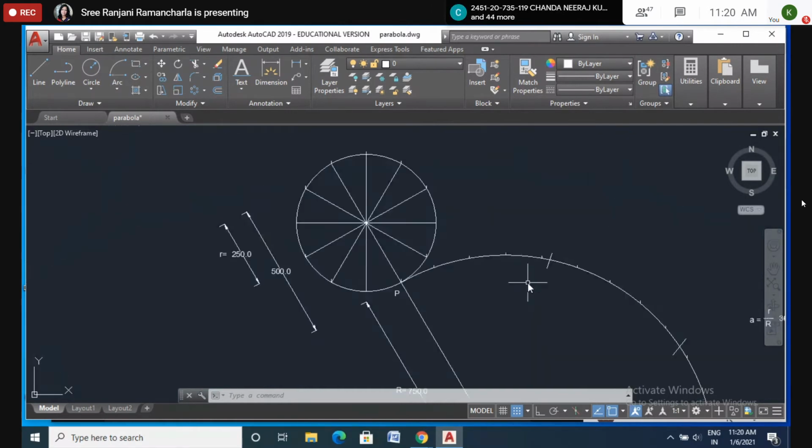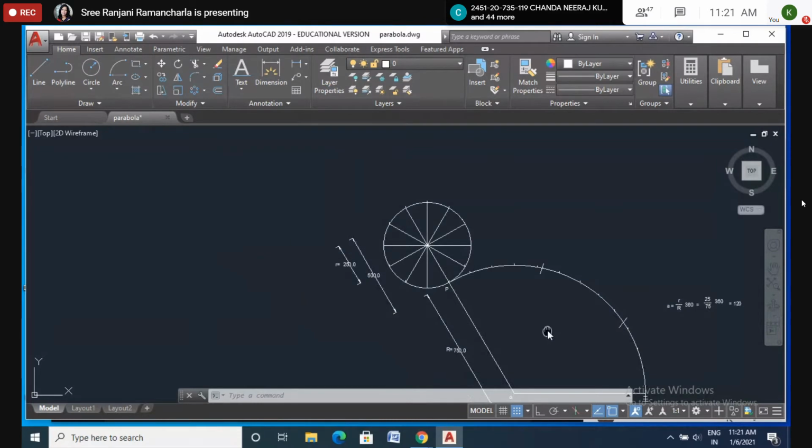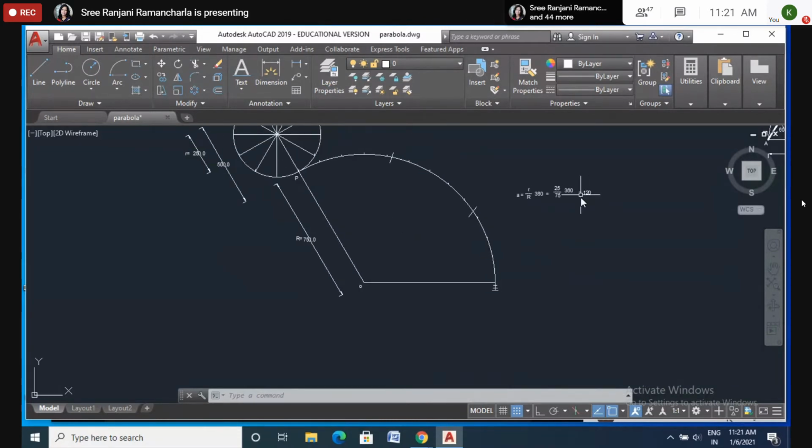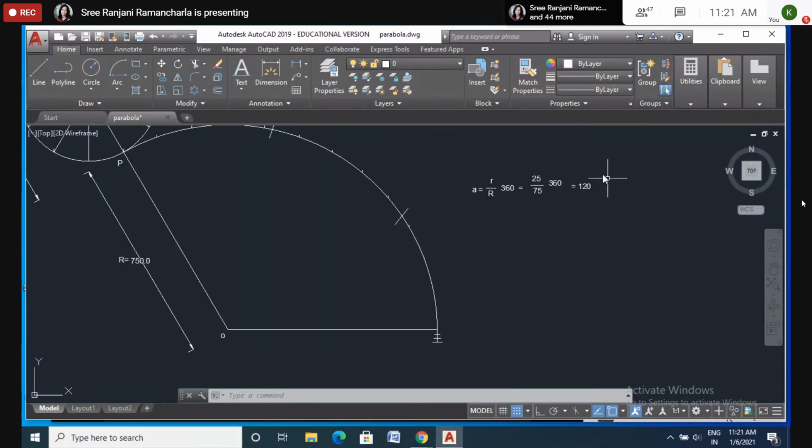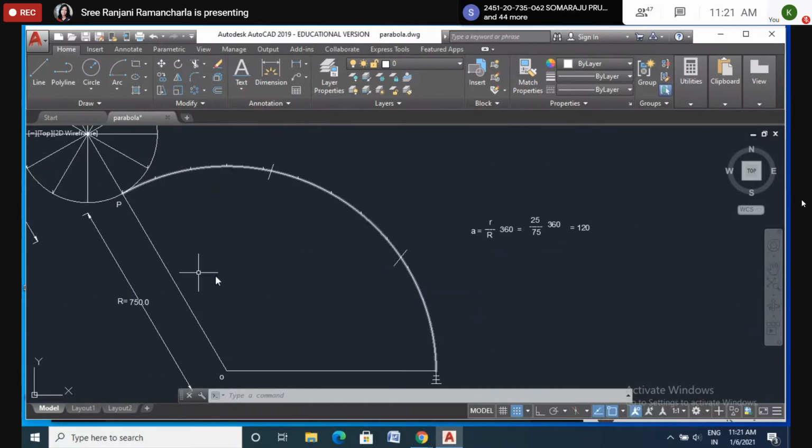So here in this case, you no need to do all this. Already you got this 120, right? 120. So what you have to do is just make it into 10 degrees. Don't bother about all this method.